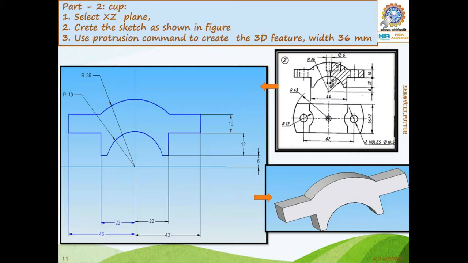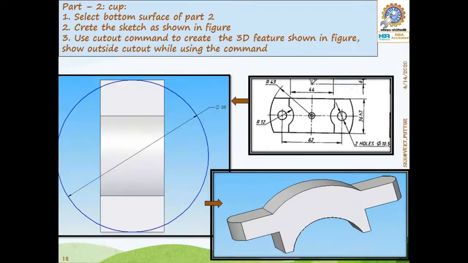This part also involves different types of steps. The next step is the cup. The cup part is already created. In that part, you have to select the bottom surface. Then with the help of the circle command, draw a circle of diameter 86. Then click return.